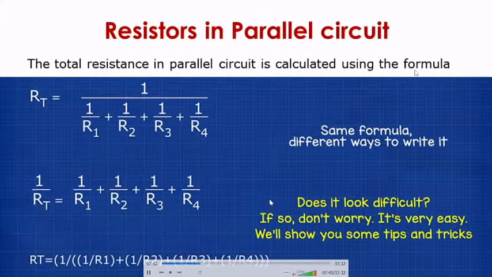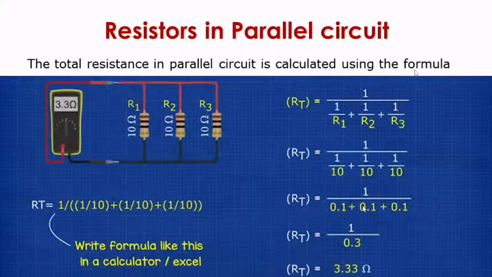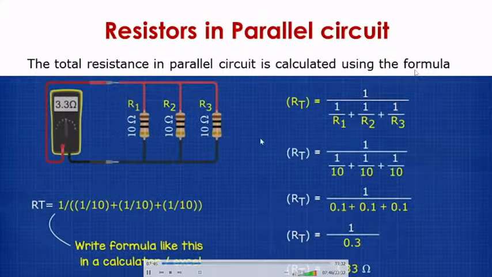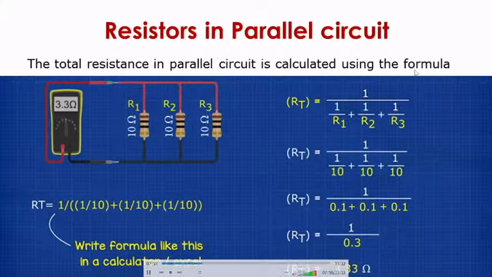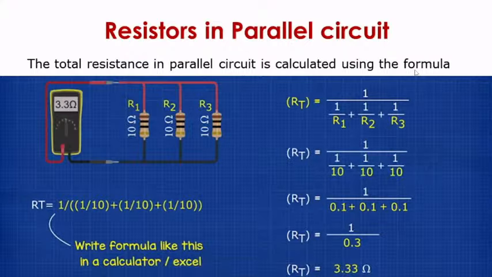So they may look difficult. In this case, we have connected 3 resistors of 10 ohm in parallel. So the total value of resistance is 1 divided by 1 upon 10 plus 1 upon 10 plus 1 upon 10, which becomes 1 upon 0.1 plus 0.1 plus 0.1, that is 1 upon 0.3, that is 3.33 ohm. Let us verify this using a Tinkercad circuit.